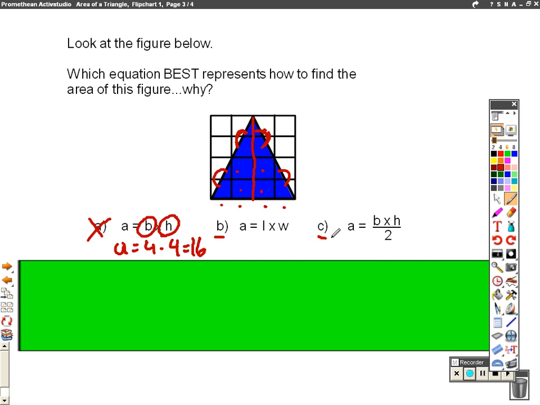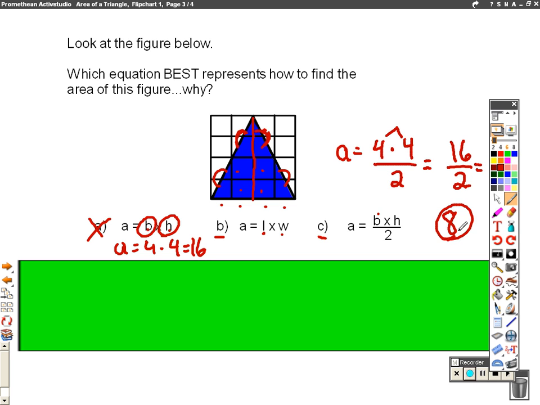Well, I know that base times height is the same thing as saying length times width. So I'm going to move over here to C and see if that works better. So area equals, what's the base? The base is 4 times the height, 4. And we're going to divide that by 2. Let's see. 4 times 4 is 16. And divide that by 2. And sure enough, we get 8. That makes more sense. So I think C is the best answer.